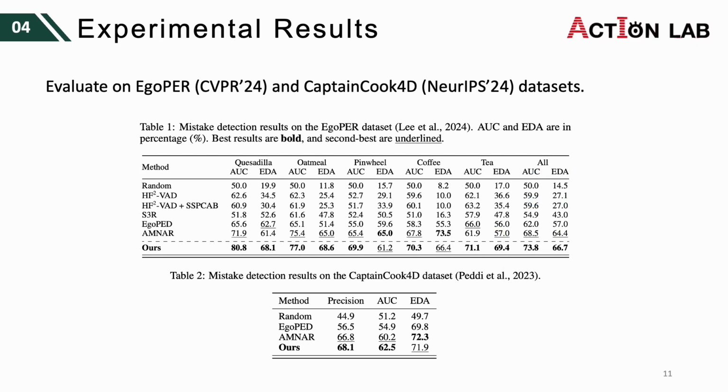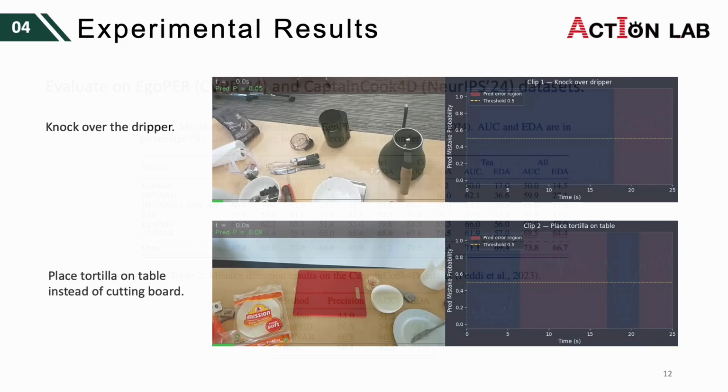We evaluate our method on two egocentric procedural mistake detection benchmarks, EGTEA Gaze+ and Captain Cook 4D. On EGTEA, our method achieves the best overall AUC and EDA compared with prior baselines. On Captain Cook 4D, we also achieve the best precision and AUC. These results show that modeling action effects provides a clear advantage for mistake detection.